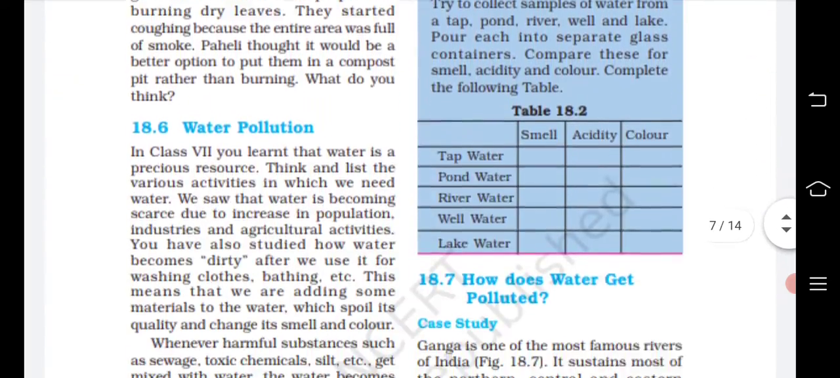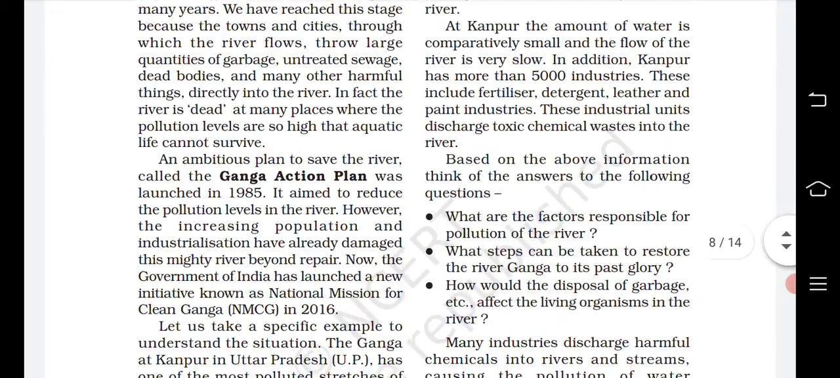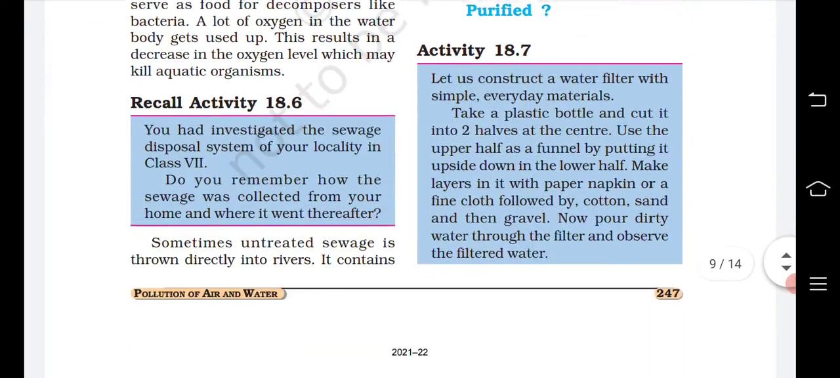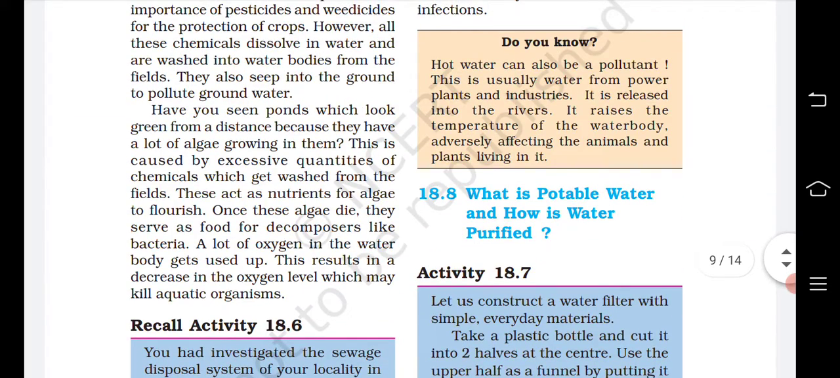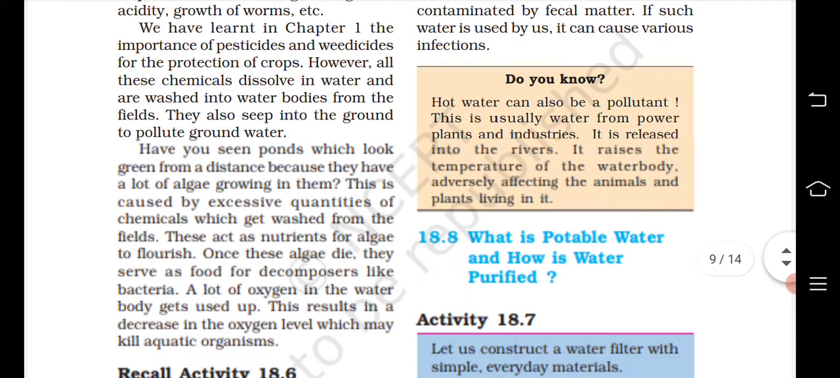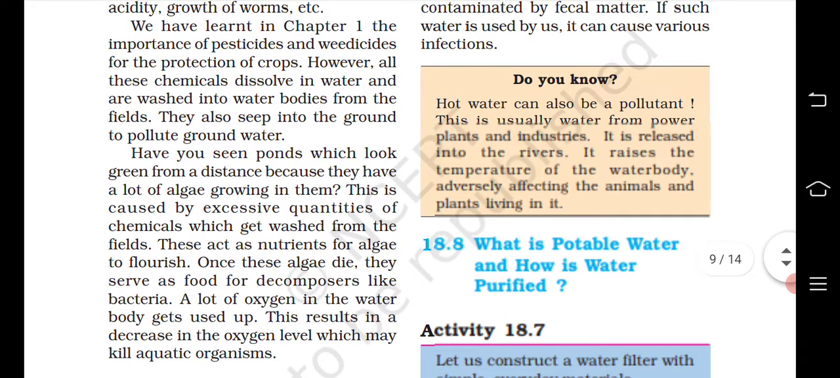Lastly, we discuss one important topic, that is eutrophication. We all know about water pollution, but one important topic of this water pollution is eutrophication. We already know that nowadays the use of pesticides and weedicides is increasing for the protection of crops. Nowadays there is an increase in the use of chemical fertilizer in crop production.